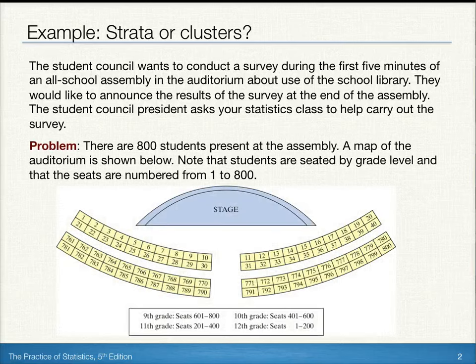There are 800 students present at the assembly. A map of the auditorium is shown here. Note that the students are seated by grade level and that the seats are numbered from 1 to 800. So in this diagram we can see that we have several rows in front of the stage with 9th grade students seated in seats 601 to 800, 10th grade students in seats 401 to 600, and so on. Each of these rows contains 20 students, and the rows run from 1 through 20, 21 through 40, and so on until we get up to 781 to 800.